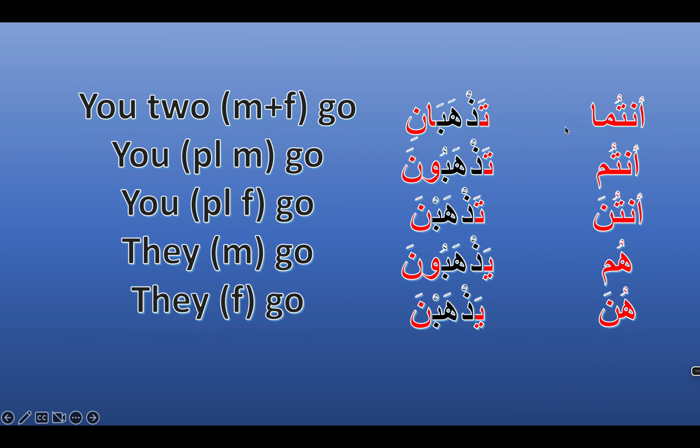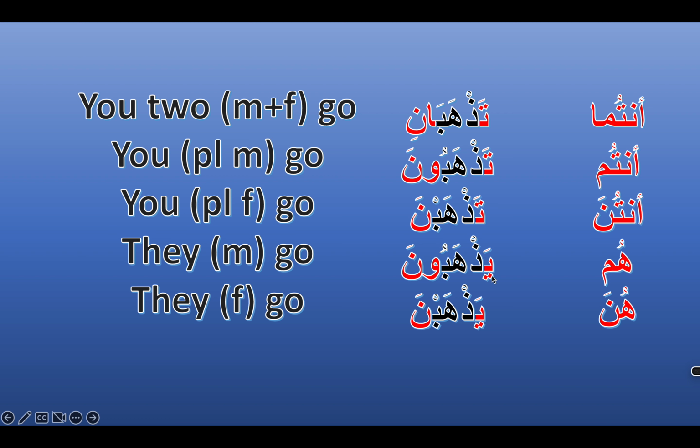Antuma, when talking to you two, a group of guys or a group of girls, تذهبان. أنتم تذهبون. This is you, group of men. أنتن تذهبن. So notice that for the you in the feminine, there's no waw, it's just تذهبن. Whereas the masculine is تذهبون.